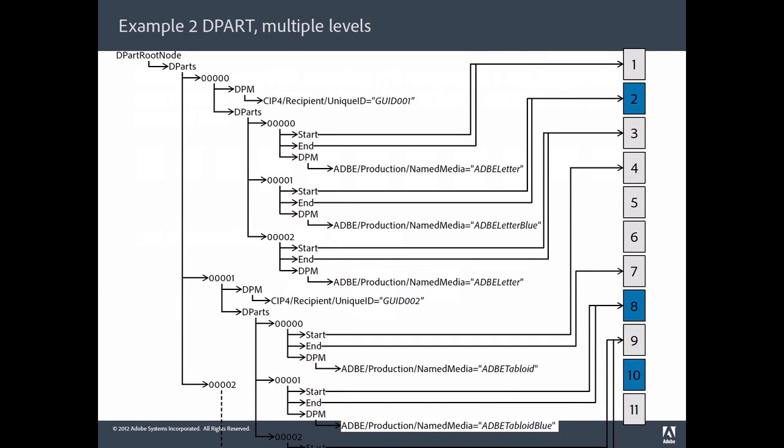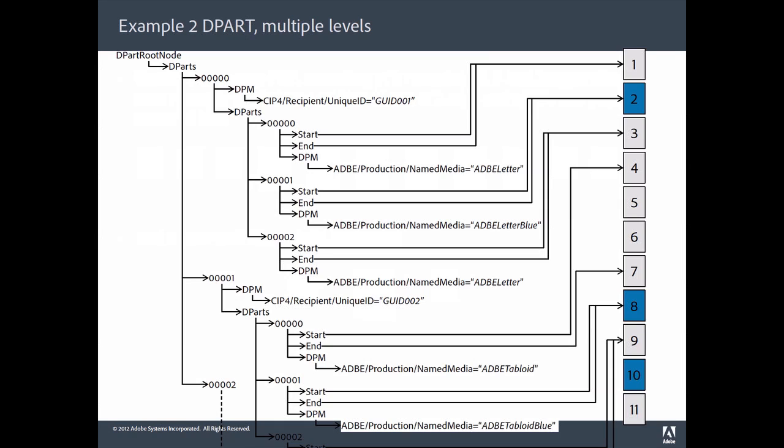So here's an example where we've now got an additional level in our DPART hierarchy. Because in the first example, we treated everything that was part of a single record with exactly the same treatment, but now we want to be able to mix it up a bit. Now we want to treat different sections within our record in a different way.